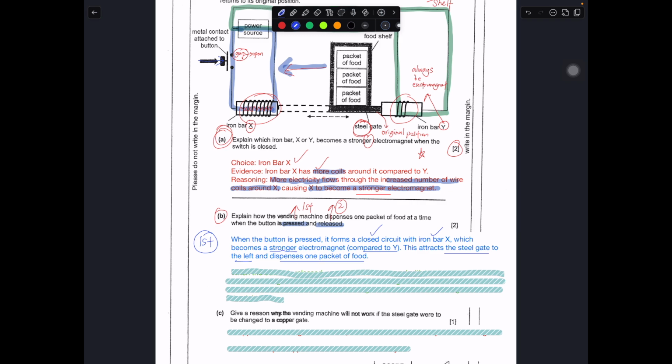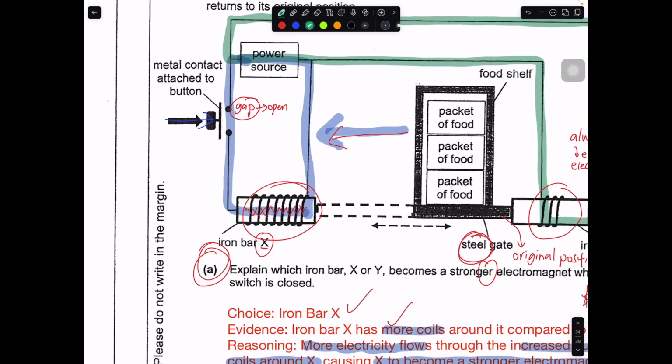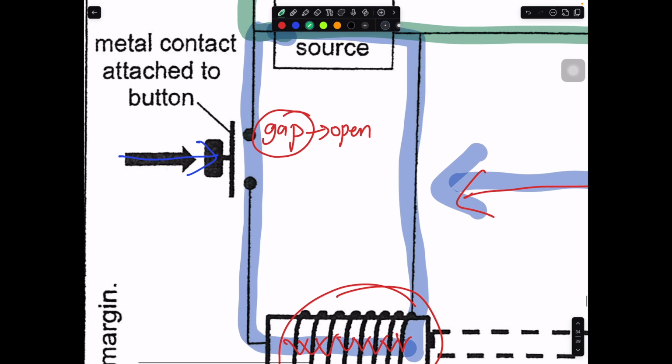So let's say the person takes the 1 packet of food and leaves already. Now we are talking about the button being released, the green color part. Button being released, what happens? Button being released, an open circuit is formed with iron bar X. So that means there's a gap now. Take a look at this. When this is released, there's a gap, an open circuit.